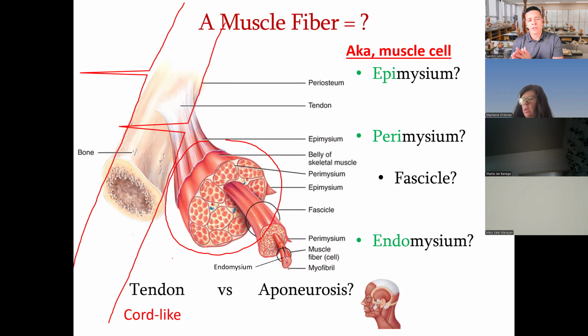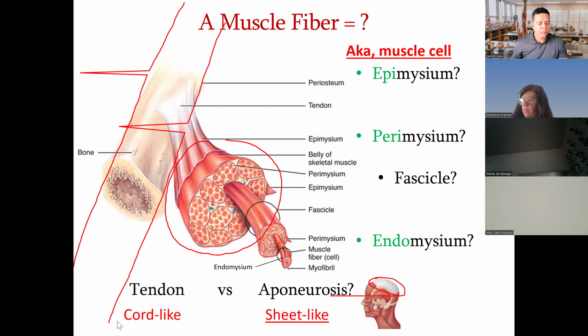Now, we also find connective tissue that is going to attach muscle to the flat bones, like the bones of the skull right here. And those look like a sheet of paper, and they have a name. This is what we call the aponeurosis. So again, what is the difference between a tendon and an aponeurosis? Tendons are cord-like and attach muscles to long bones. Aponeuroses are sheet-like and they attach muscle to flat bones. Okay?